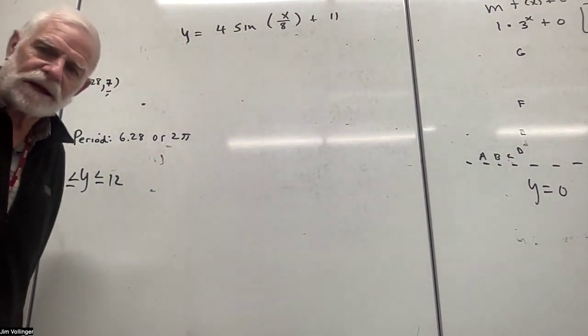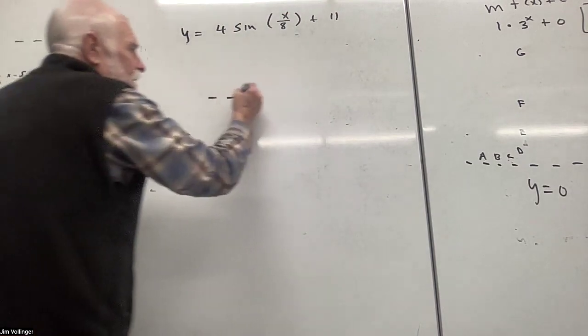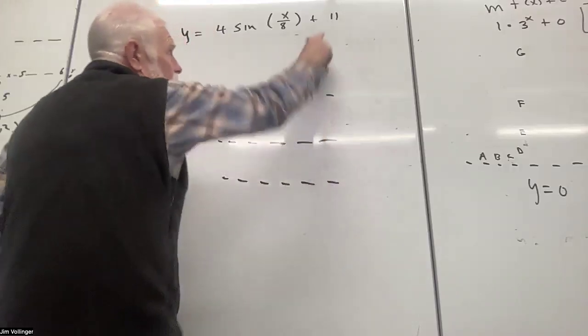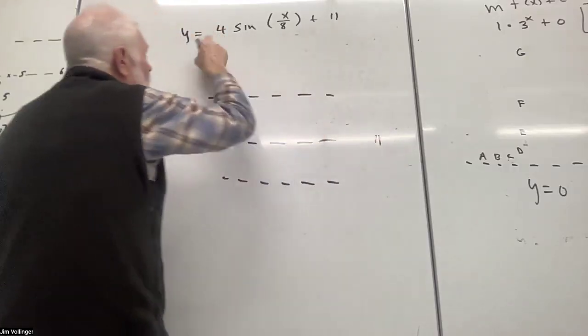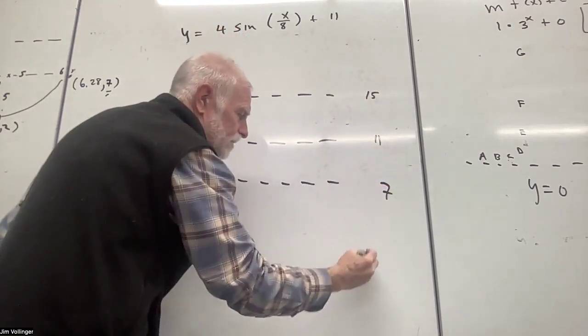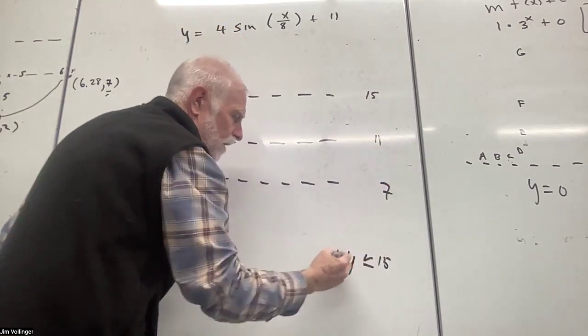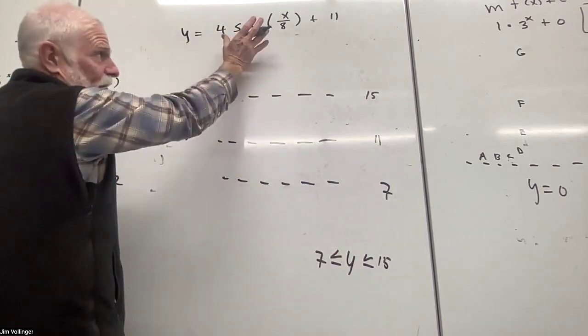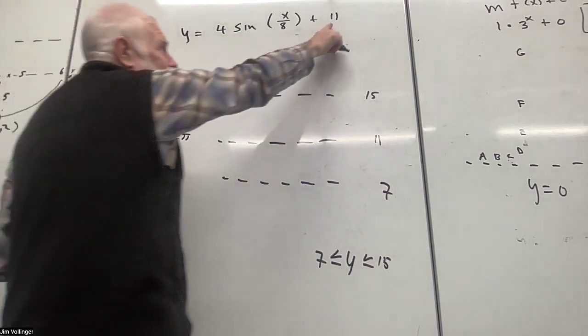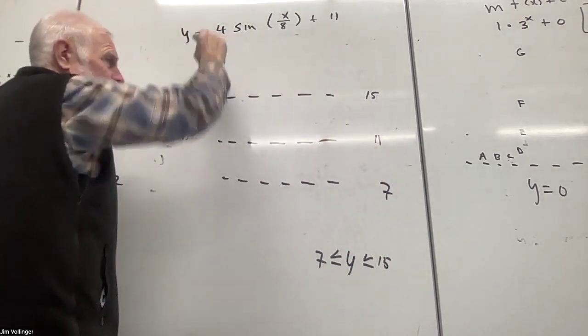So I'm going to get my frame of reference here. I'm going to get my range. Midline is 11, going up 4 and down 4, 15 to 7. So my range is less than or equal to 15, greater than or equal to 7. I hope you can spot that right from the get-go. Hope you can spot the midline and the amplification.